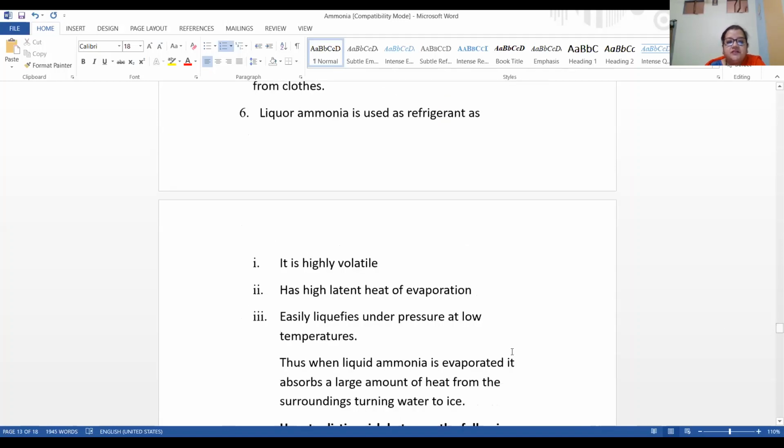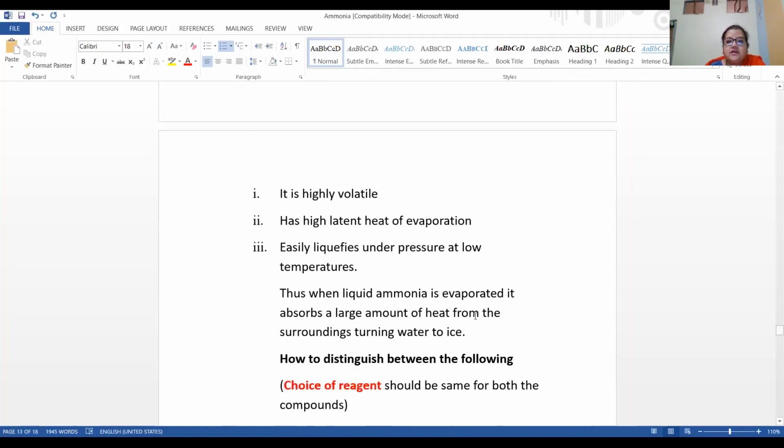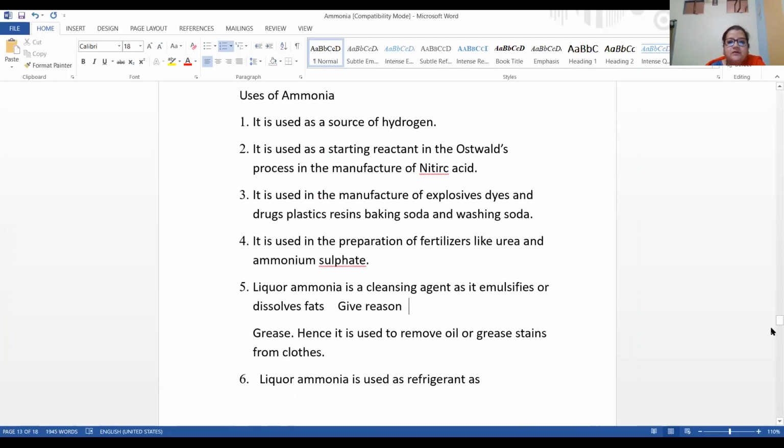Now this next one is also very important. Liquor ammonia is a refrigerant, that is highly volatile, has a high latent heat of evaporation, and easily liquefies under pressure. When liquor ammonia evaporates, it absorbs a large amount of heat energy, and therefore it makes the surroundings cooler. That is how water is turned into ice, and therefore it is used as a refrigerant. So any two answers you have to write down. It liquefies under pressure at minus 33 degrees Celsius or 8 atmospheric pressure, isn't it?